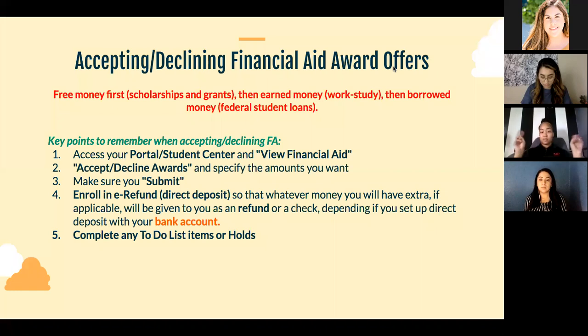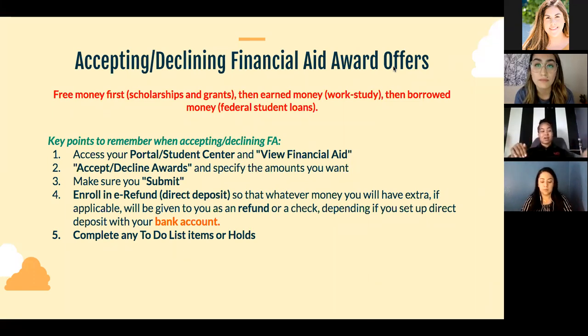After you press view financial aid, then you would go on to accept or decline your awards. And then in that section, you can actually specify the amounts that you want. So like we talked about, if you receive a loan for maybe $10,000, but you only want to take out 5,000, then you can go and insert that amount. Then you would make sure to save all your changes and submit your actual acceptance or decline of the awards. And you want to make sure that you submit it and that you actually press it and complete that part.